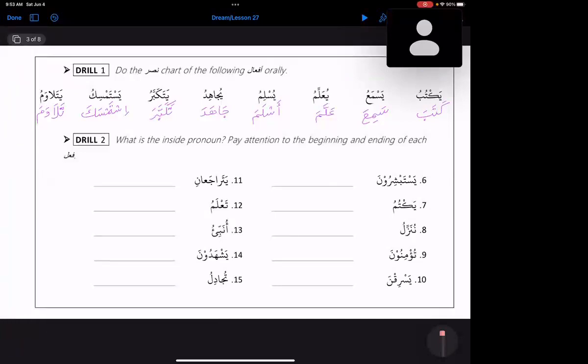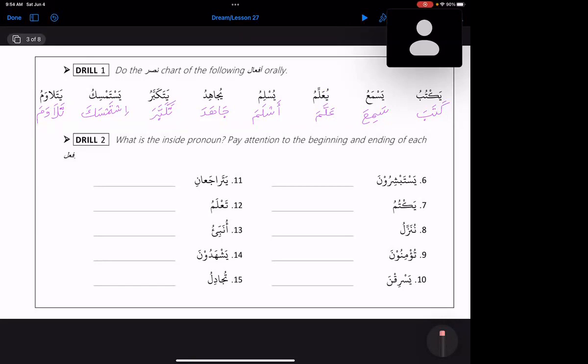Okay, now allama becomes yu'allimu. And see now why it is taking yu? Because allama, how many letters in allama? Four. Right? Four. Alif, lam, lam, meem. Four. So that's why in Mudari' it is yu. Allama yu'allimu. Okay. So allama yu'allimu. So let's do it.